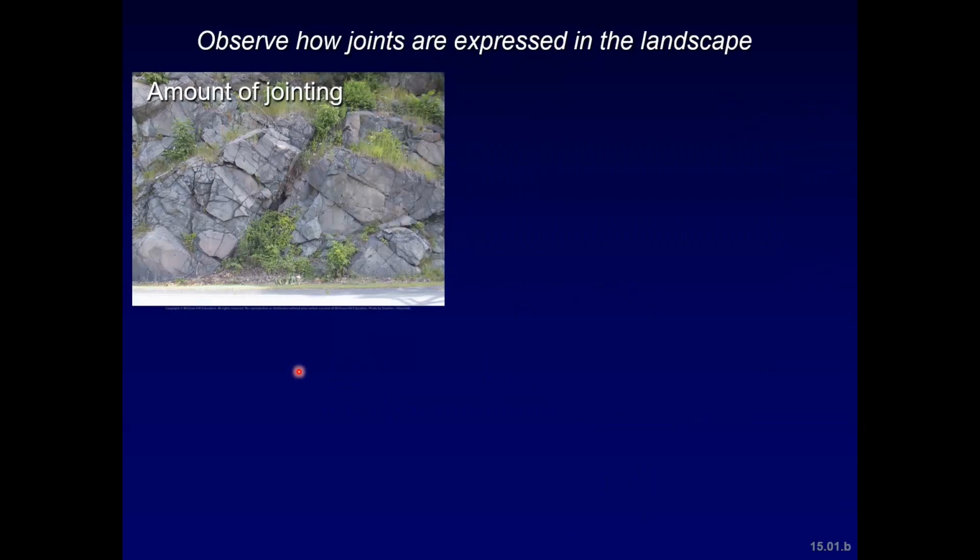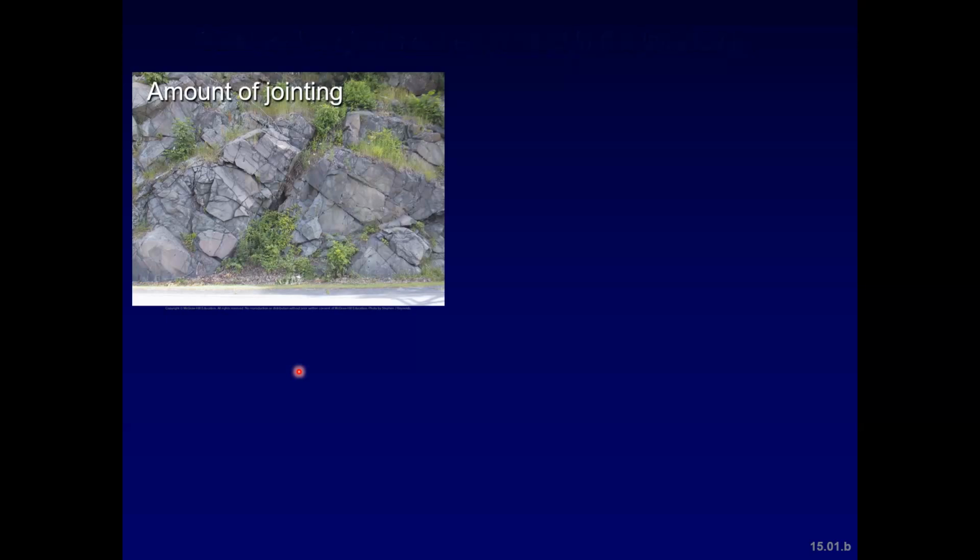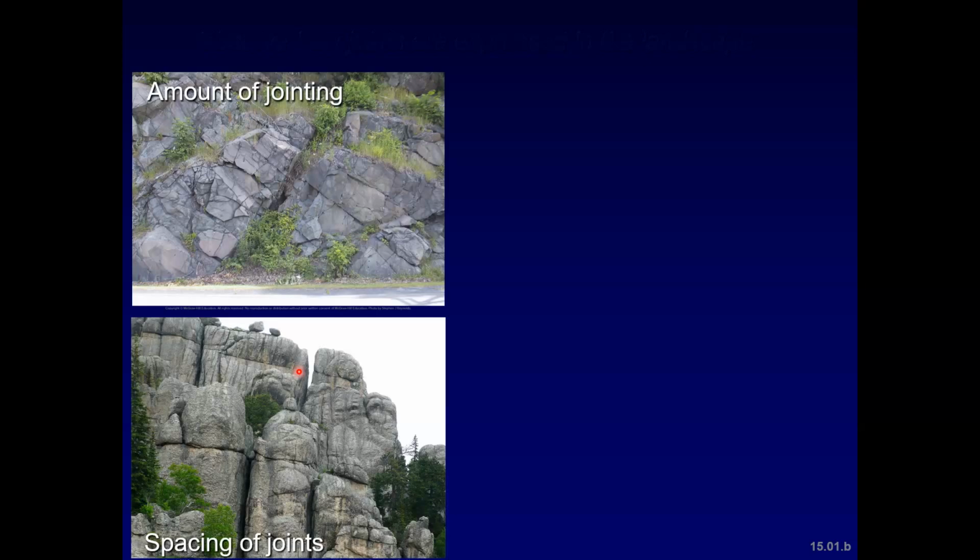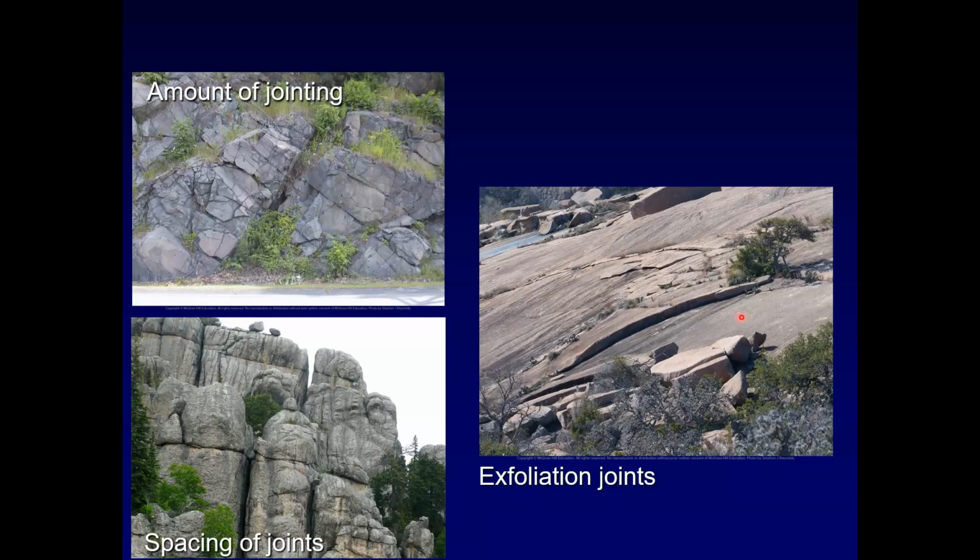So in a landscape, we're looking at a certain amount of jointing. This is from Massachusetts, or a certain frequency. We look at the spacing of joints. There's a lot of room between these joints from South Dakota. And this is an example of exfoliation, where the top is sort of falling off the rest of the rock in Texas.